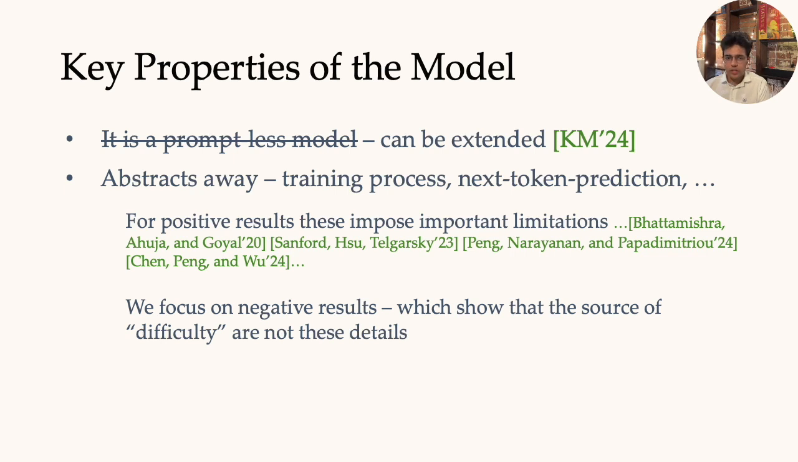The second thing about the model is that it's pretty abstract. It abstracts away all details of the training process, the architecture of the model, the fact that these models are typically next token predictors. These details are important, especially for positive results, where they impose important limitations on what the models can achieve. We will, however, focus on negative results. And here, this abstraction shows that the source of difficulty is at least not in these details that we are abstracting away.